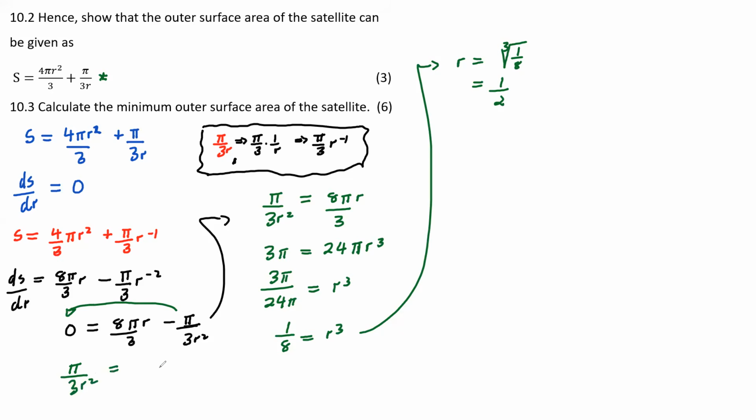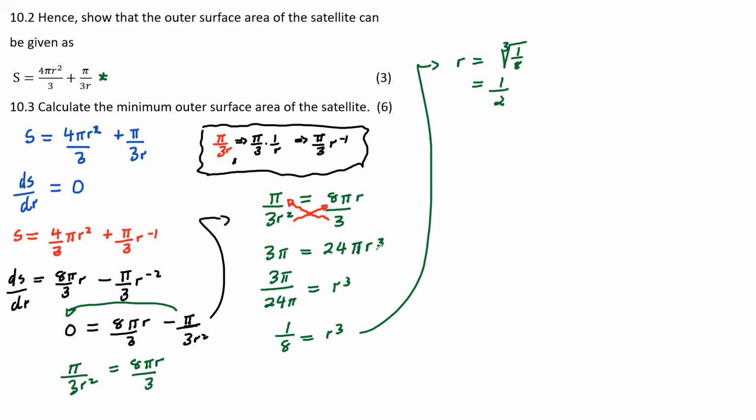r squared is equal to 8 pi r over 3. That's what I did. Then from there on, I just cross multiply. So I said, use a different color pen, 3 times pi, and 8 pi r times 3r squared. End up with 24 pi r cubed.